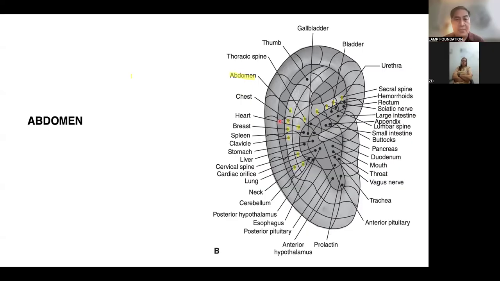Then we have the abdomen. Sumakit yung tiyan. Somewhere here. Okay. So nasa thorax. Oh, okay. So if this is the likod, this is the front. You noticed?